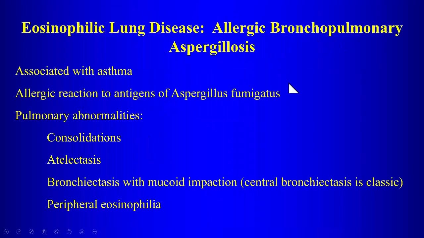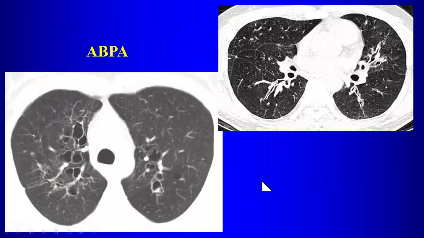So allergic bronchopulmonary aspergillosis. This occurs in asthmatics. They can have consolidations, atelectasis, bronchiectasis with mucoid impaction. This can also be associated with peripheral eosinophilia. So bronchiectasis in an asthmatic should make you consider allergic bronchopulmonary aspergillosis.